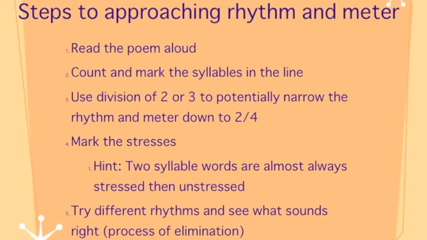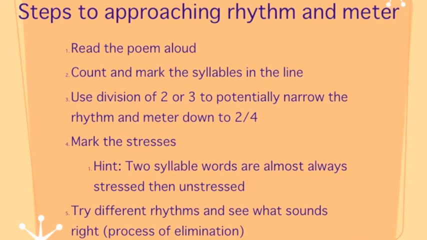Next, use division of 2 or 3 to potentially narrow the rhythm and meter down to 2 out of the 4 rhythms that I talked about before. Why that makes sense is because obviously 1 is hopefully only going to be divisible by 2, or the other is only going to be divisible by 3. So if you count the syllables and you have a line with 9 syllables, you know it can't be iambic or trochaic.